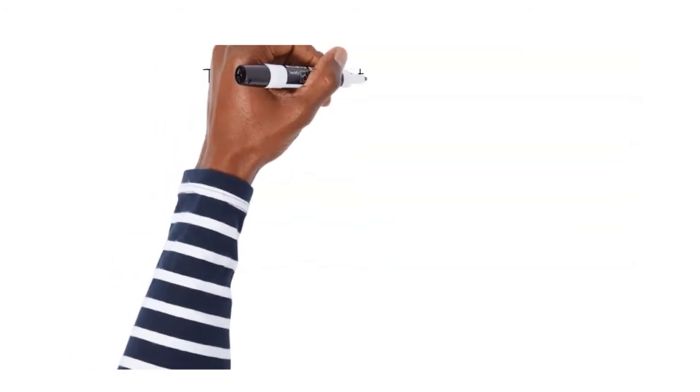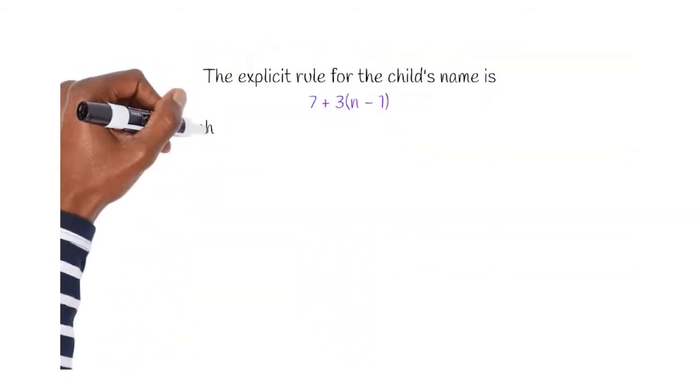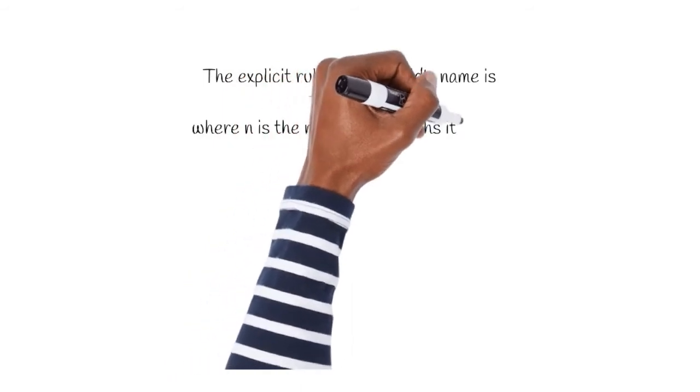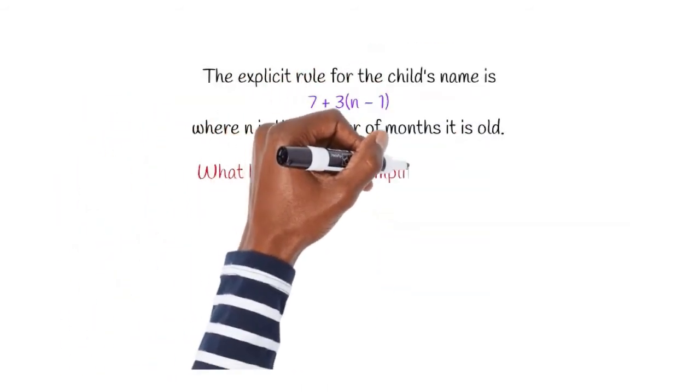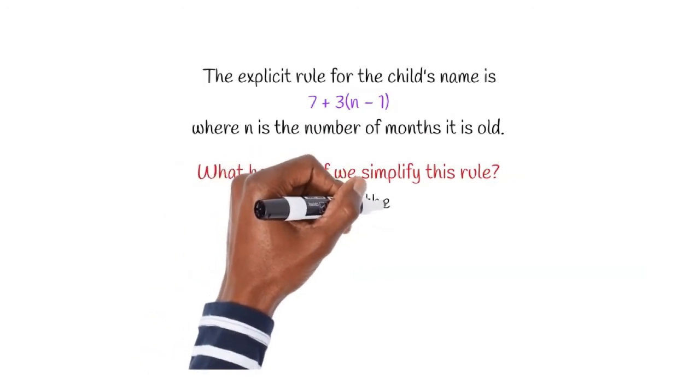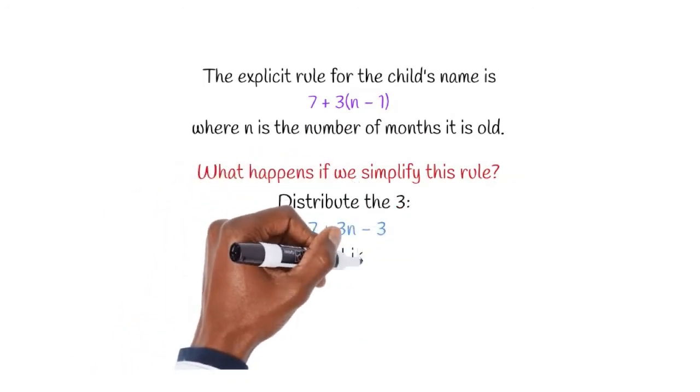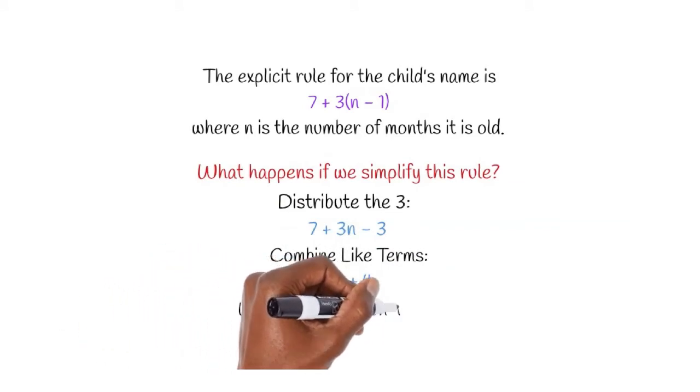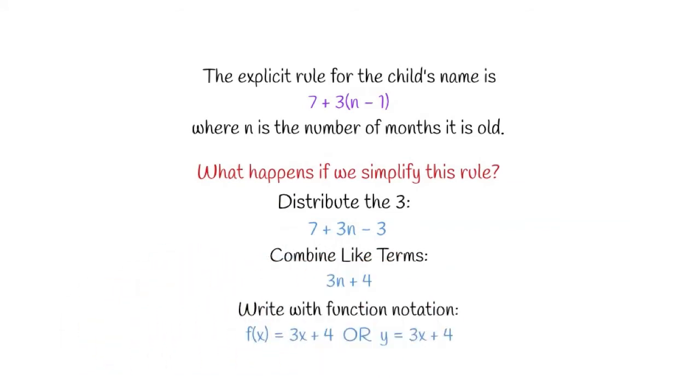Let's take another look at the explicit rule for the child's name. It was 7 plus 3 times n minus 1, where n is the number of months it is old. What happens if we simplify this rule? Let's distribute the 3, multiplying it to the n and the 1, combine like terms, subtracting the 3 from the 7, and then rewriting it with function notation. So now we have f of x equals 3x plus 4, or this guy here, y equals 3x plus 4. And this might look very familiar to many of you.